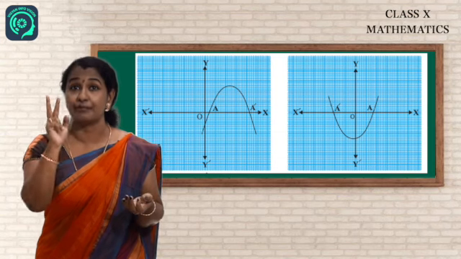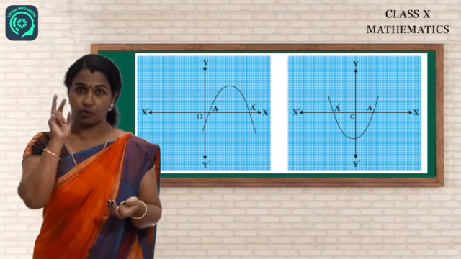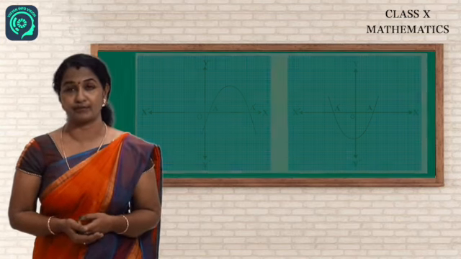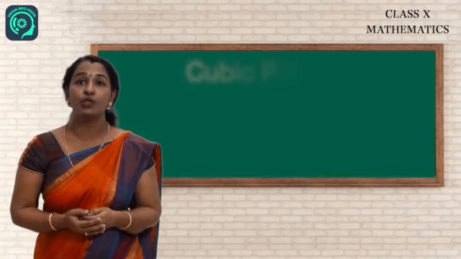That is the word at most. Maximum of 2 zeros it can have. So I think it is clear for a quadratic polynomial. Now coming to the case of cubic polynomial.